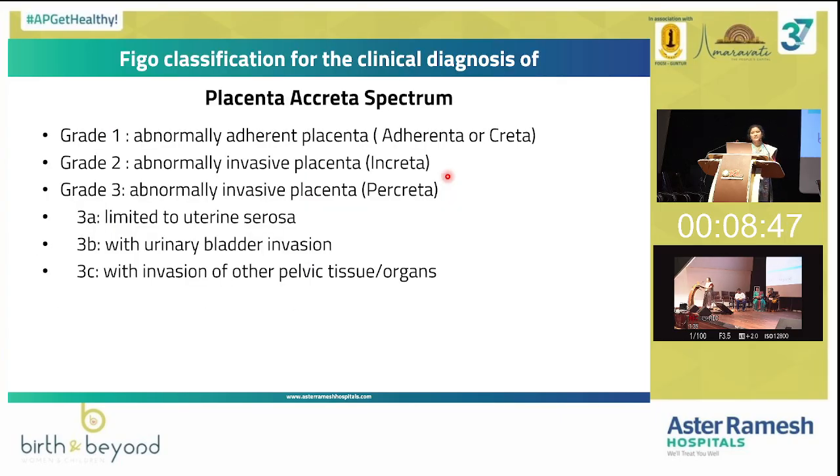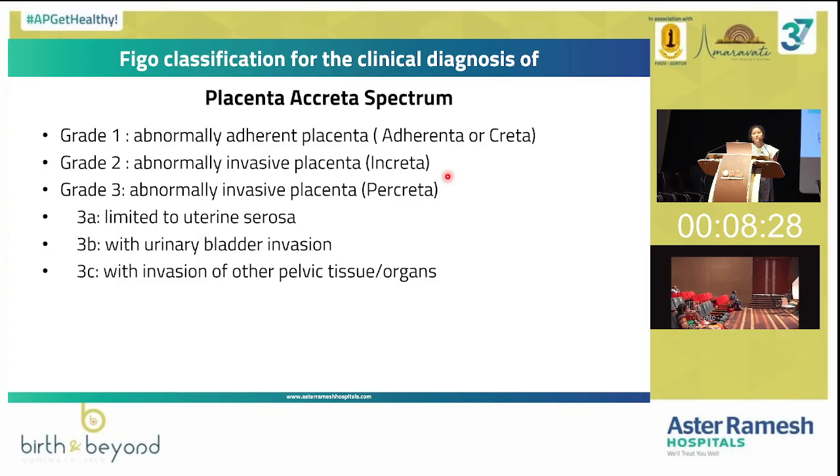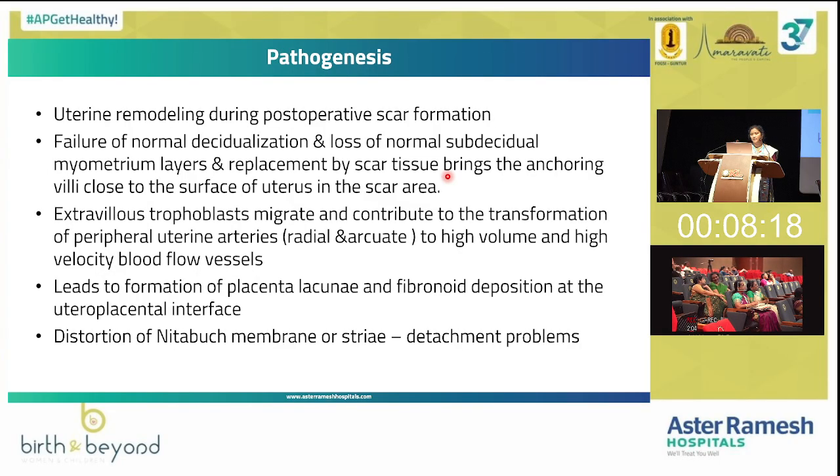In the FIGO classification, grade 1 is called placenta creta, which means it touches the myometrium but doesn't invade it. Grade 2 is invasive placenta, which enters into the myometrium. Percreta, if it is limited to the serosa, is 3A. If there is a bladder invasion, it is 3B. And invasion into other pelvic tissues or organs is 3C.